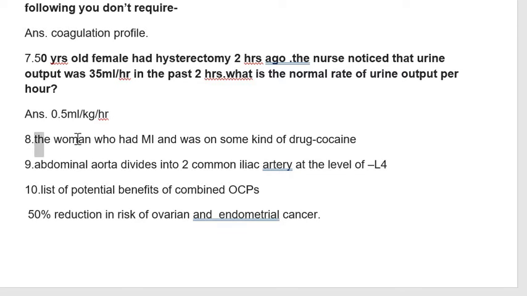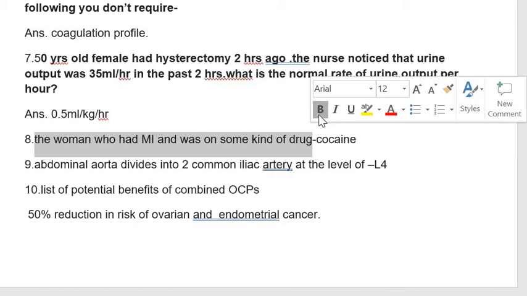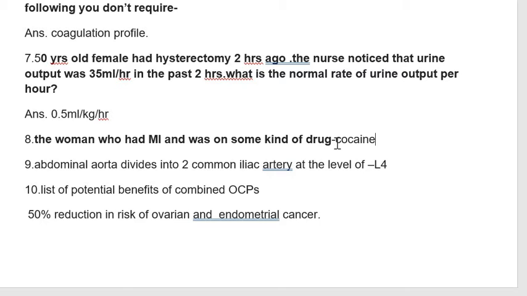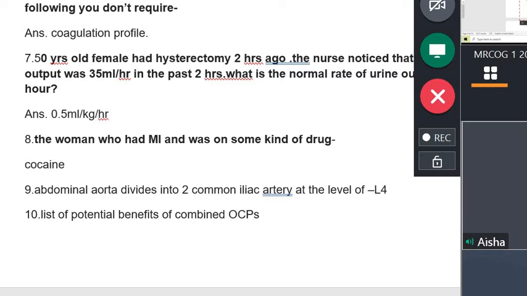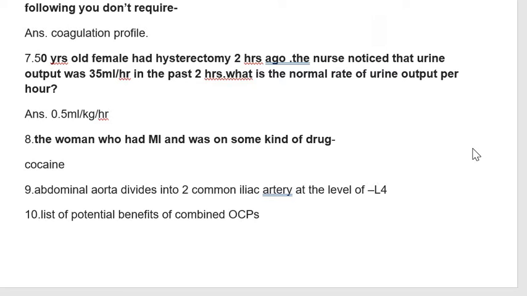Then in the question they gave a young woman who developed a heart attack. The question was which of the following drugs she has taken that caused myocardial infarction. The answer was cocaine. Why cocaine? Because cocaine is a vasoactive substance and it can cause vasoconstriction, and if there is severe vasoconstriction, it can compromise the blood supply of the heart also, and the patient is going to have ischemia. That is one thing.